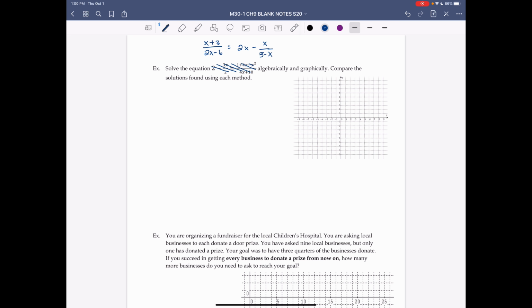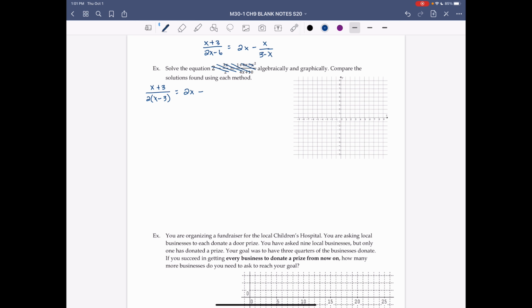I'm going to do algebraically first. Step number 1 is to factor the denominators where possible. x plus 3 over, we can factor out a 2, 2 times (x minus 3), equals 2x. Now, looking on the bottom of this next fraction, I have 3 minus x, but it would really be helpful if I had x minus 3 so that we had the same binomial factor in the two fractions. So if I factor out a negative, then I can switch the 2 and write it as x minus 3.